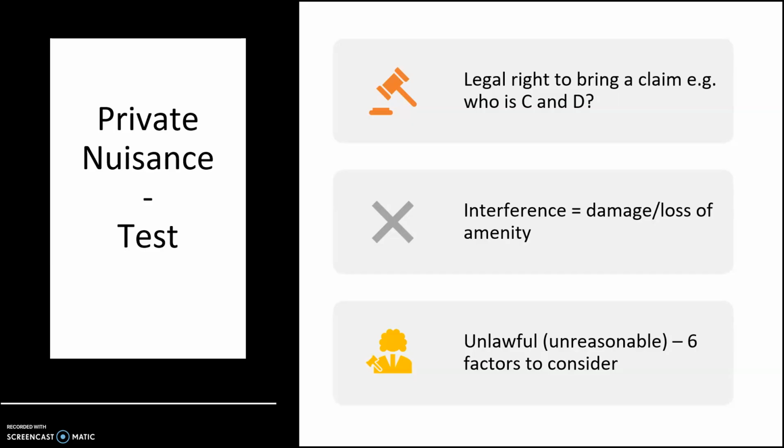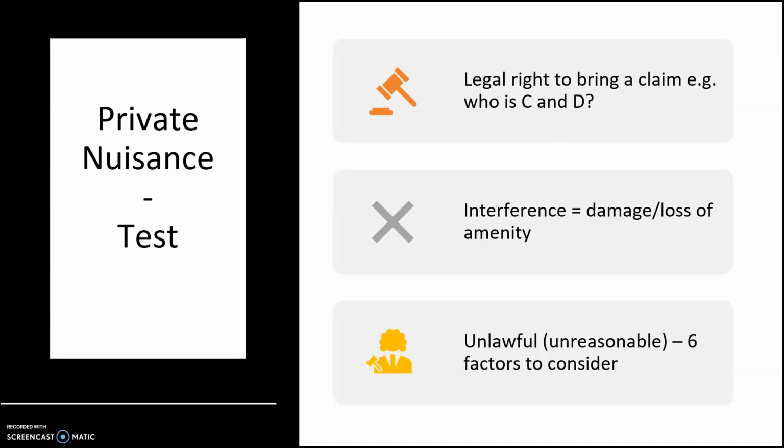Private nuisance is a common law tort, and on this slide you can see the three-part test that you'd need to go through in a scenario. The first part of the test is the question as to whether the claimant has a legal right to bring a claim. So the first thing you need to do in this part of the test is establish who's the claimant and who's the defendant. The claimant has to have a legal right to bring the claim. We'll explore what that means in a second.